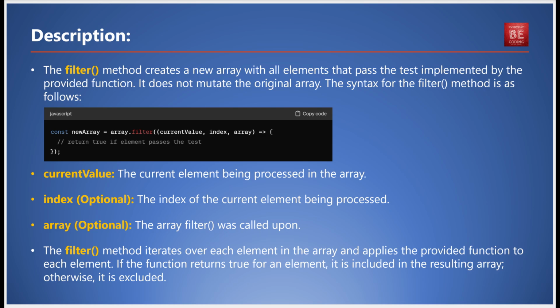The filter function is called on an array and takes in a function as an argument. This argument function should return either true or false. The function is applied to each element in the array in turn. If the function returns true for a particular element, that element gets included in the new array. If it returns false, the element is left out. The function you pass into the filter method gets 3 parameters: the current element being processed, the index of the current element, and the array filter was called upon.